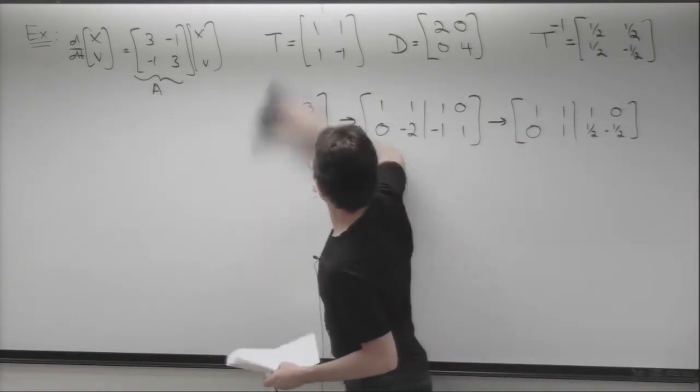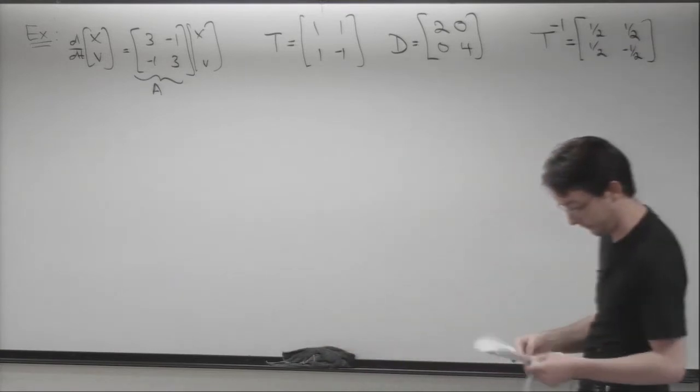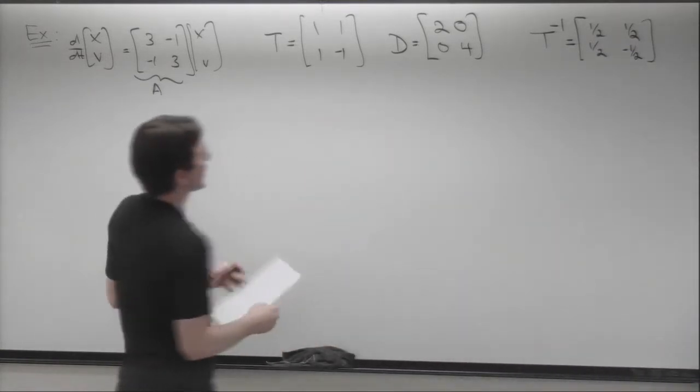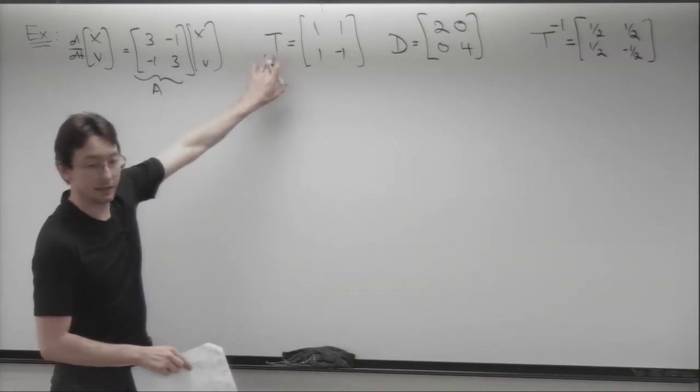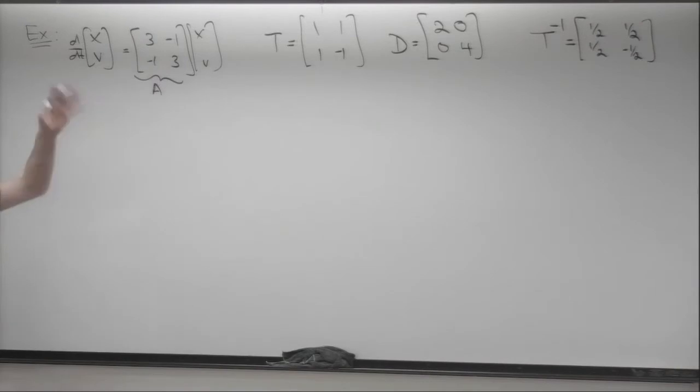It really doesn't matter. We could program our computer to do it. It's expensive. So you could check pretty easily in MATLAB that if I take T times D times T inverse, this really does exactly equal A. It's easy to do in MATLAB.